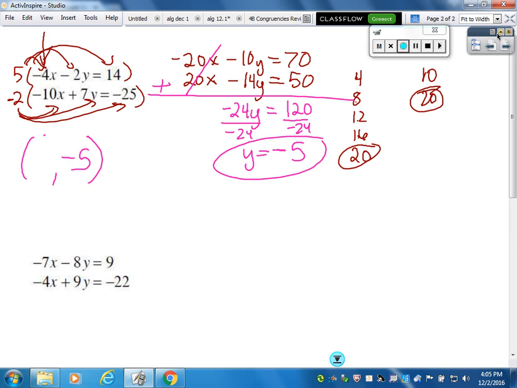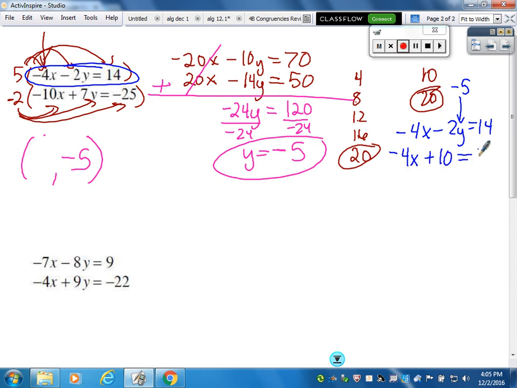Let's see. Top one, bottom one. I'm going to go with the top one again. A little bit lower numbers. So we've got negative 4x minus 2y is equal to 14. But this y is going to be replaced with what we know y is. So if you're like, where did I get that? I went back to the original, because these are much bigger numbers. So I've really got negative 4x plus 10 equals 14.